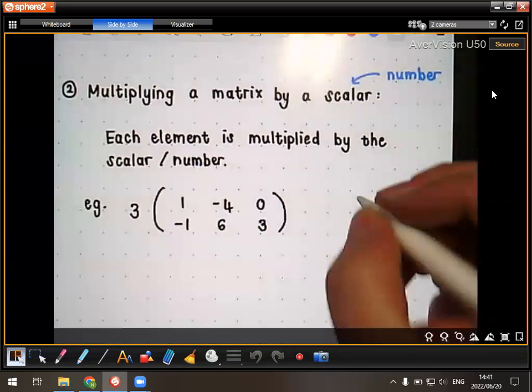Okay, example. Guys, it's very simple. We're just going to do some examples, just 2 of them. So if you have, for example, a 3 and then you have your matrix.